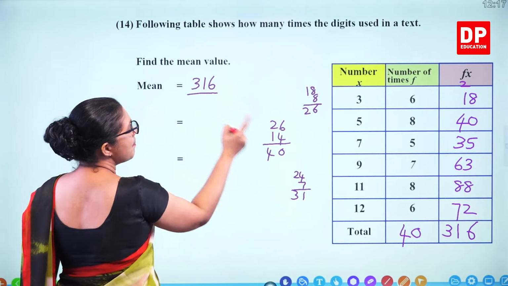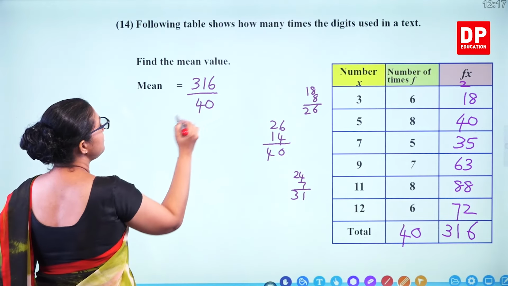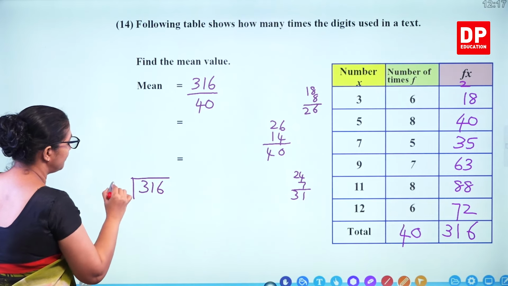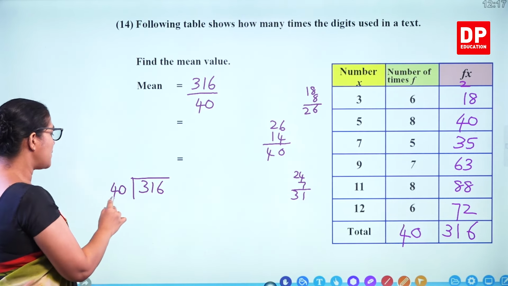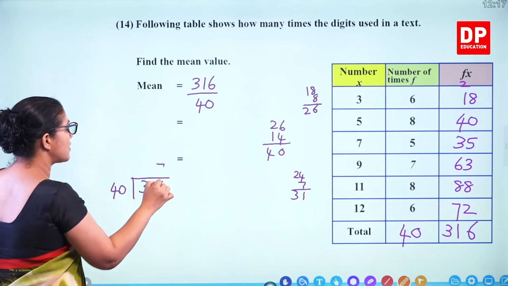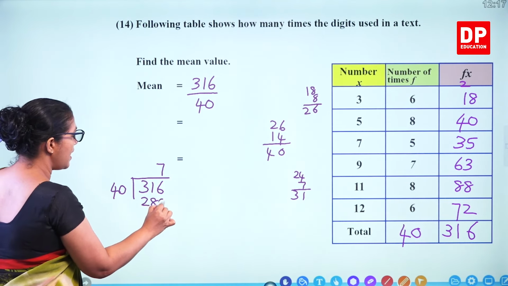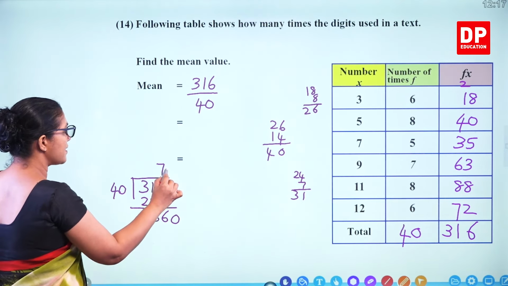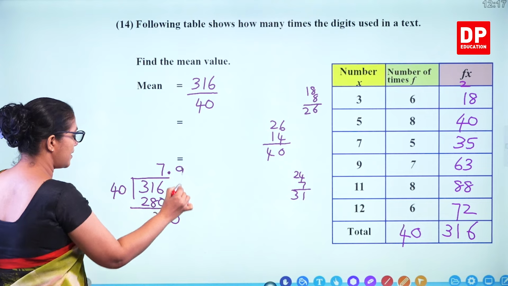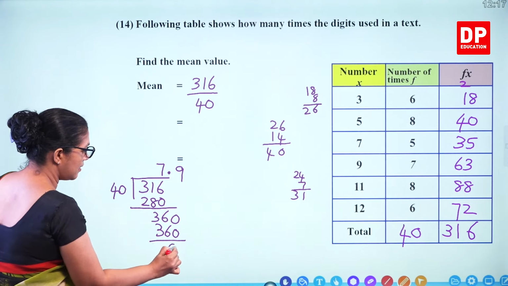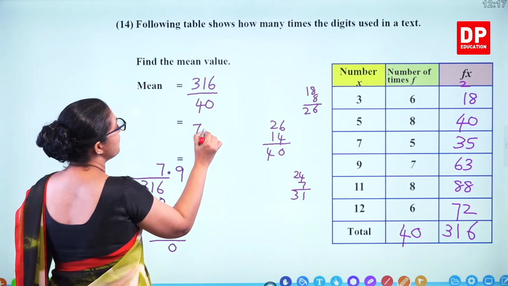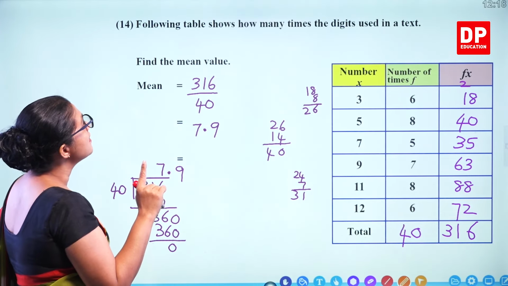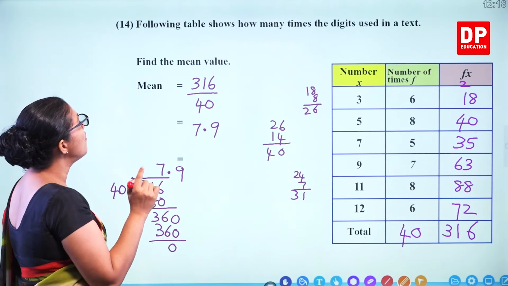316 divided by 40. Use long division. So 40 times 8, 320. So 7. 280. So you get 36 for 360. So you get 9. So 7.9 is the number of times you get the same digit. So that's the mean value, 7.9.